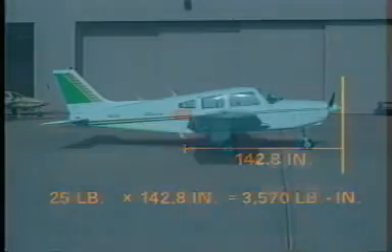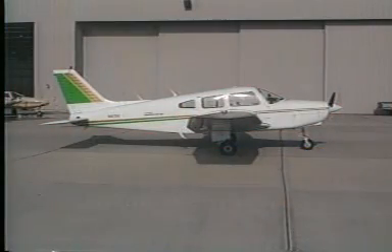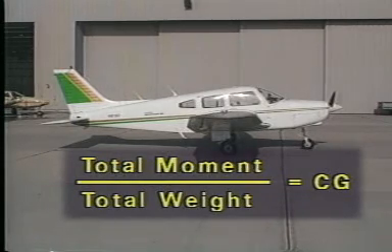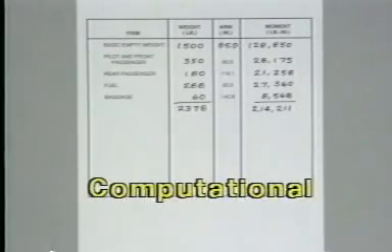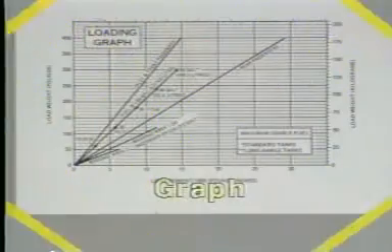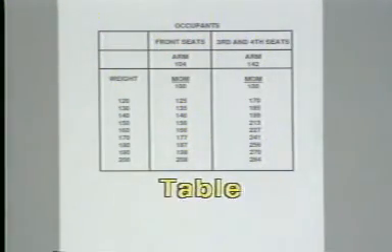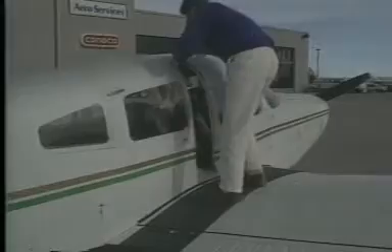By adding all the moments together and then dividing by the total weight, you'll get the center of gravity for the loaded airplane. It's your responsibility as a pilot to make sure this CG is within limits. To help you accomplish this task, manufacturers use 3 basic methods. These include the computational, graph, and table methods. Let's first work a problem using the computational or mathematical method.